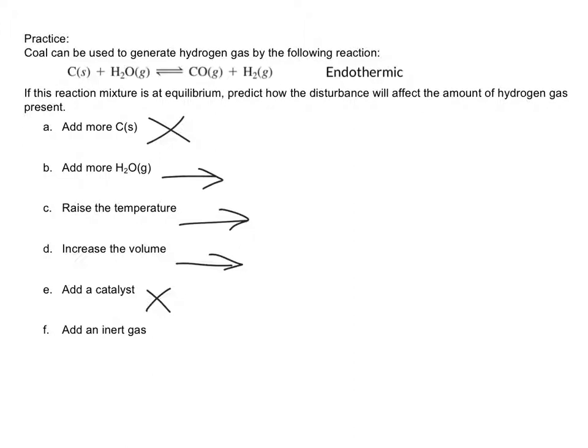And then this one sometimes throws students for a loop. If we add an inert gas, this isn't going to actually change anything because it doesn't change the partial pressures of each of the gases. The overall pressure in the container is going to change, but it doesn't change the partial pressures of the gases involved in the reaction. Inert means it's not involved in the reaction, so that's also going to have no change for this reaction.